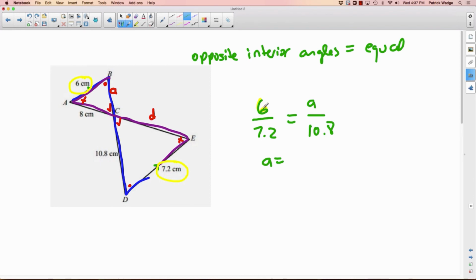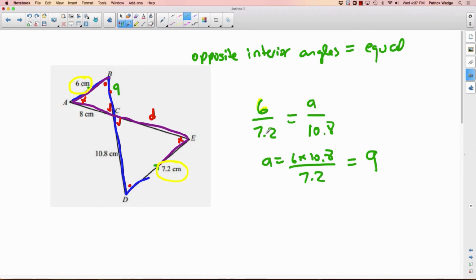So what we do is 6 times 10.8. I believe 10.8 is 1.5 times the 7.2. Divided by 7.2. And we get our calculator and we find that it equals 9. Yeah, absolutely. So thanks, calculator. a equals 9. So we can fill that in here. We can take this away and put that a is 9. All right, now we want to find d.